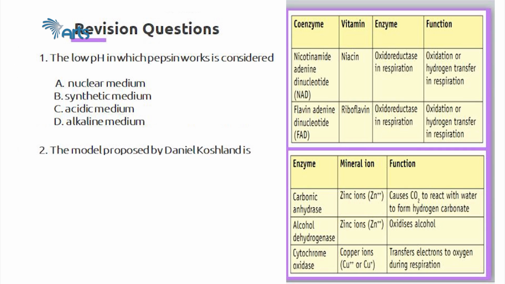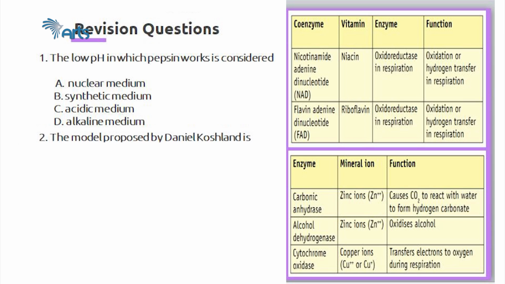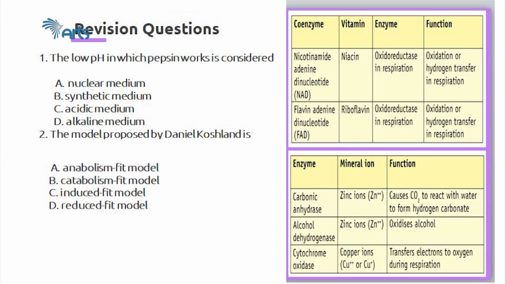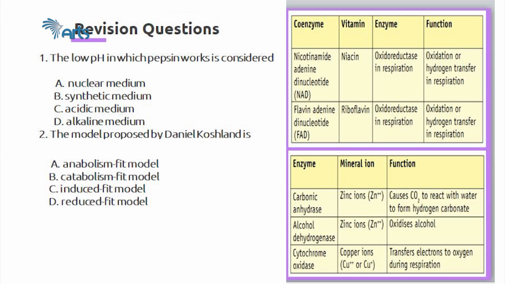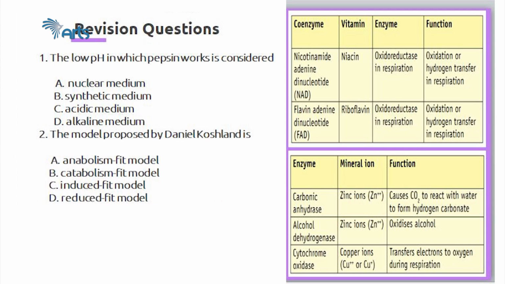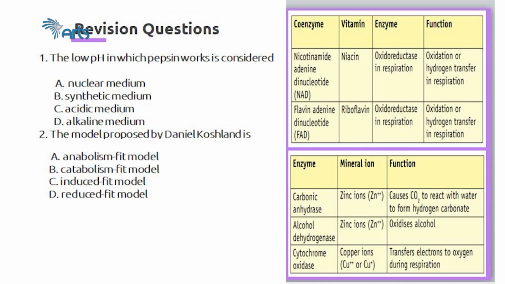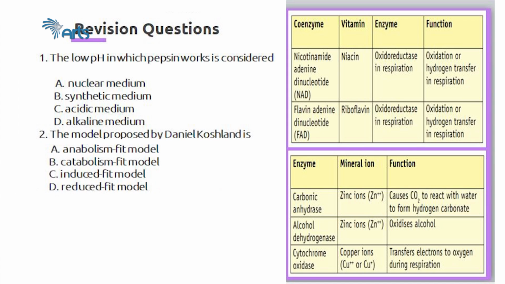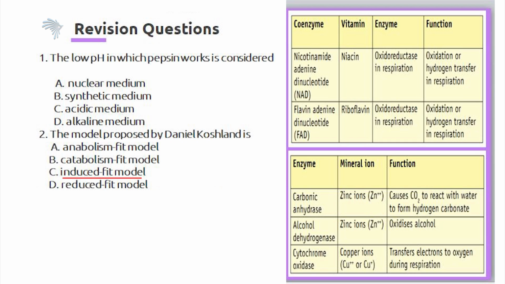Second question. The model proposed by Daniel Koshland is: A, anabolism fit model; B, catabolism fit model; C, induced fit model; D, reduced fit model. If your answer is C, induced fit model, you're correct.